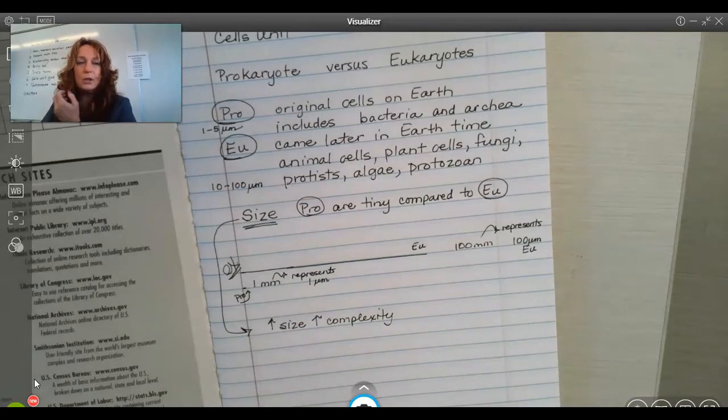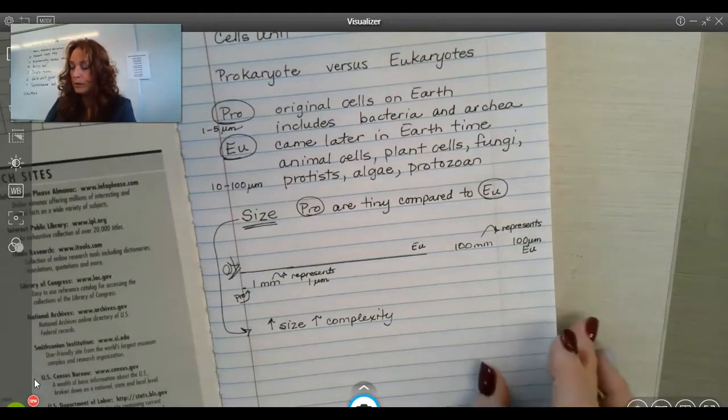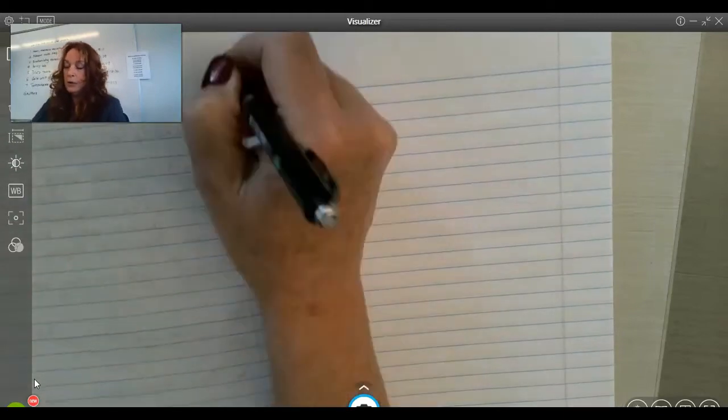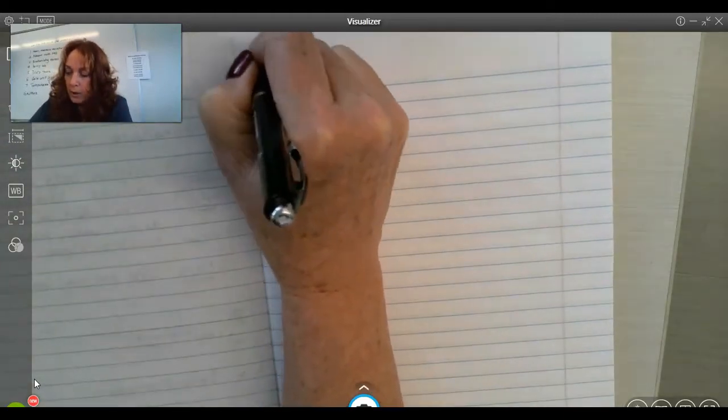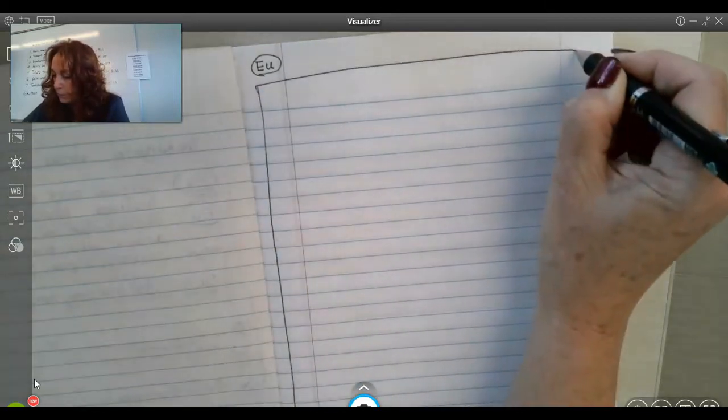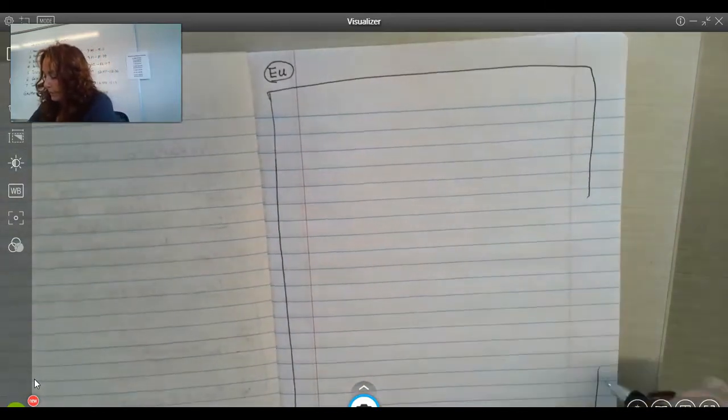So what does a eukaryotic cell look like? Now I'm going to draw one, and I'm going to let this whole page be a eukaryotic cell, just because I want to keep scale in our head. So I'm going to put eukaryotic cell here, and give myself all of this as a boundary, literally the whole paper.